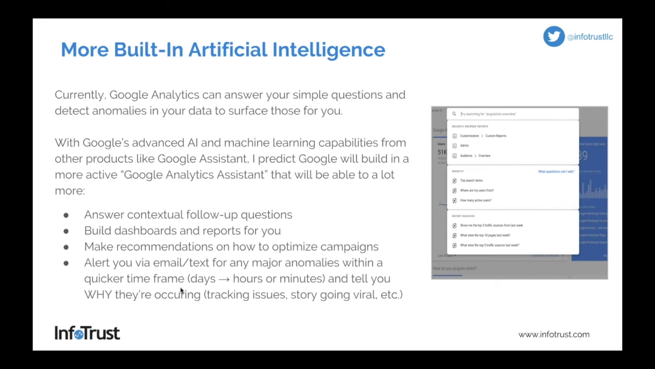Another piece of this is actually making recommendations on how to optimize campaigns. So this will probably be limited to only Google products, so Google Ads, any of the DoubleClick products. But in this case, it'll actually be able to make recommendations. You need to take money out of this budget and place it in this budget, or take money out of this specific campaign and put it over here. I definitely think that's coming down the road.